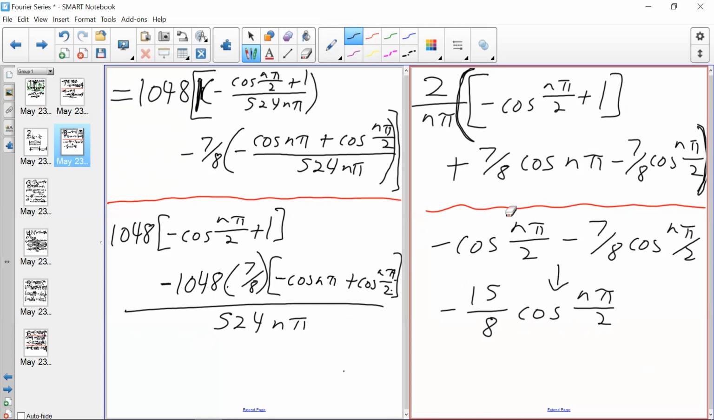So minus 8 minus 7 is negative 15 over common denominator 8. Negative 15 over 8 cosine n pi over 2, the result of this.